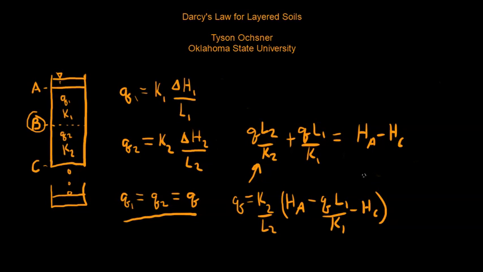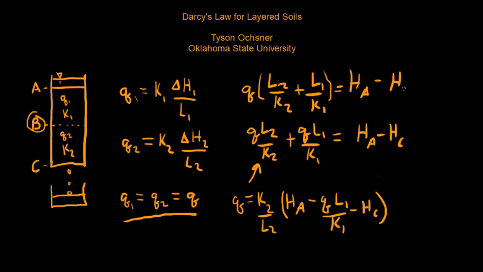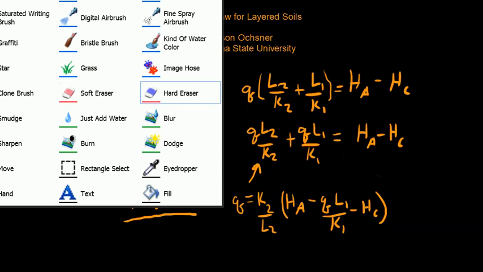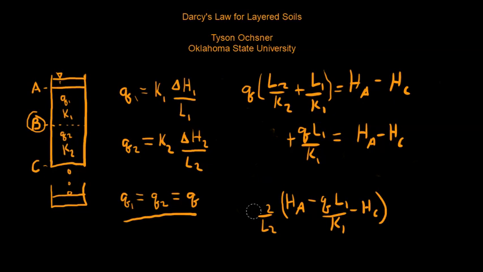So it's starting to look a bit more simple. And then we can factor out the Q. So we just get Q multiplying L2 over K2 plus L1 over K1 equals HA minus HC. All right, more simple still. And now we're just going to divide. Now we'll go back down the other way here and get to our final result.